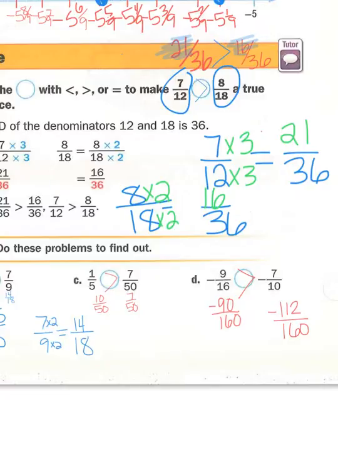So for C, the common denominator would have been 50. So the first thing I did is I took 1/5, the fraction 1/5, and I wrote the equivalent fraction of 10/50ths by multiplying the numerator and denominator by 10 to get 10/50ths. The fraction 7/50ths already had 50 as a denominator, so now it was just a matter of comparing the numerators. 10 is greater than 7, so we would use the greater than symbol.